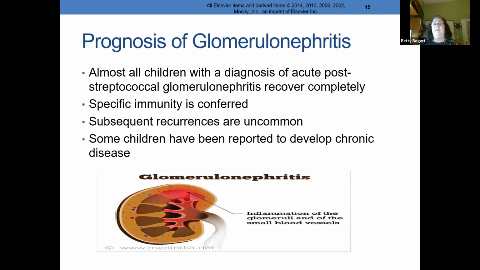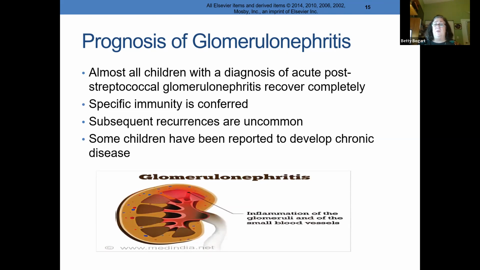So the prognosis of acute glomerulonephritis is good. Usually it turns around and it's gone, but not all the time. It depends on how quickly they were treated for the strep infection, which is the underlying cause of this acute glomerulonephritis. Again, we're just going to treat them with the antibiotics that are due.